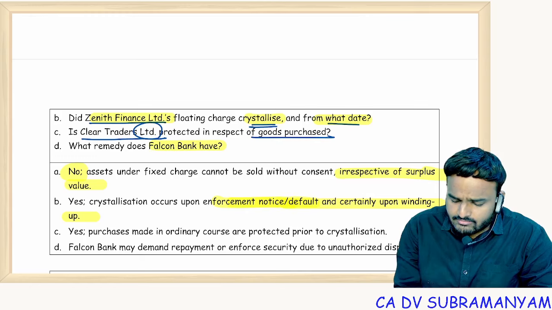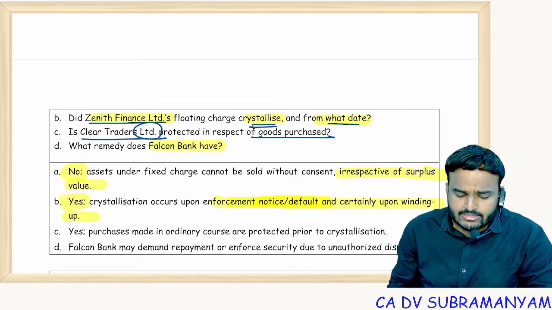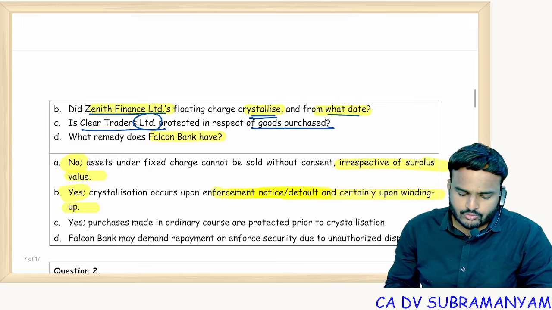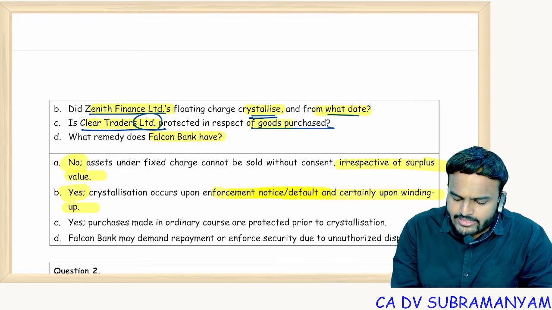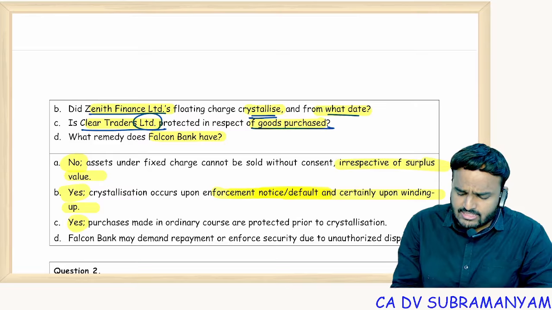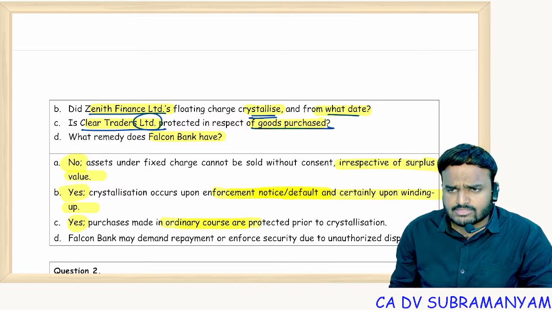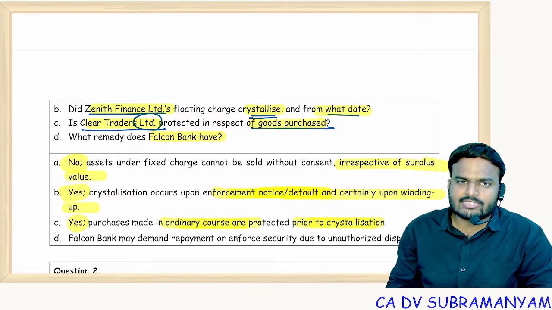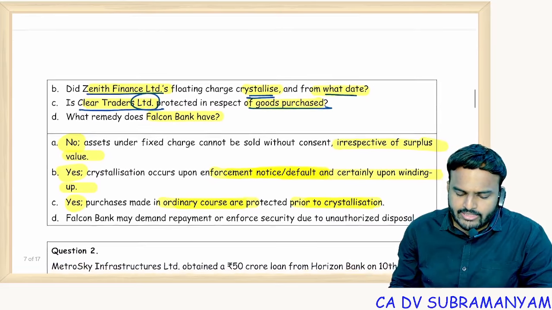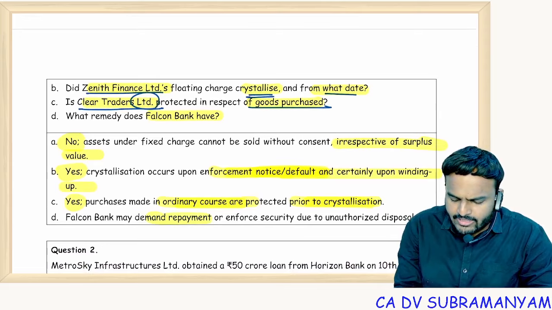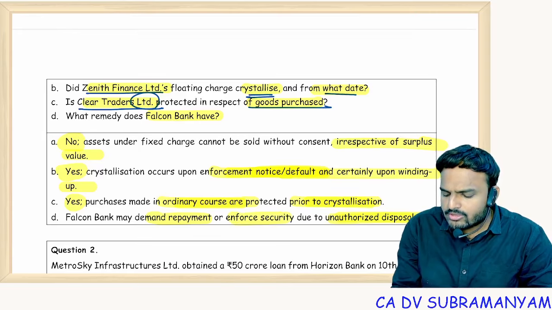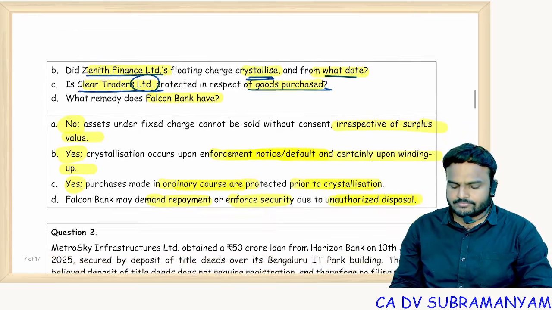When the creditor enforced the security, from that date crystallization is said to be effective. Is Clear Traders Limited protected in respect of goods purchased? Yes, ordinary course of business, and that too prior to crystallization. What remedy does Falcon Bank have? Falcon Bank may demand repayment or enforce security due to unauthorized sale of the property.